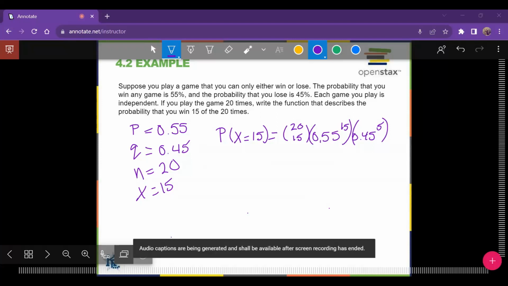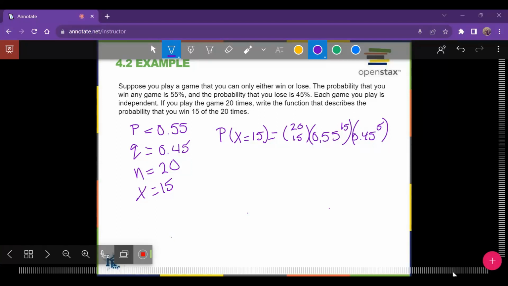So you see here we get 0.0365. So with that being the case, our probability is 0.0365. So we are going to be using Excel for this. So let's continue on.